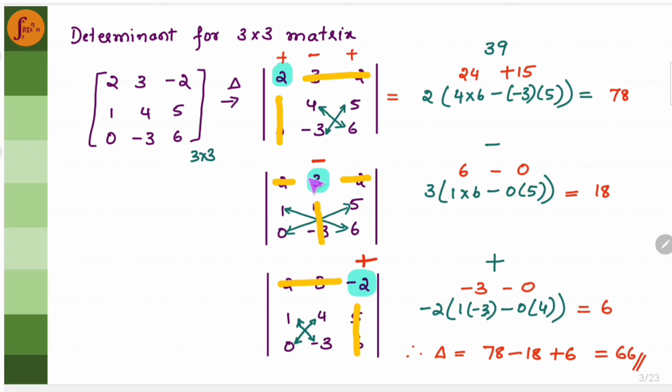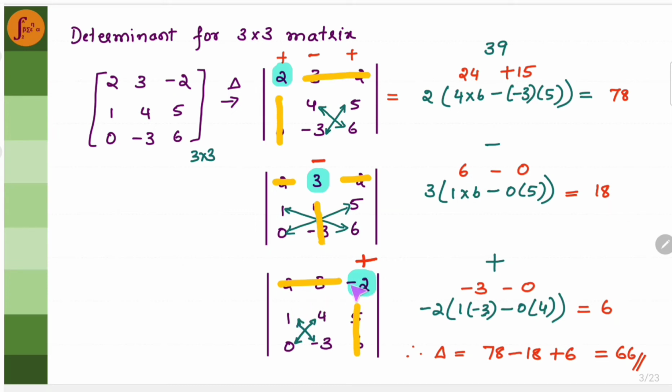Now we'll go with the second element. We finished the first element. Now ignore the elements in the row where 3 is there, and ignore the column in which the 3 is there. What are the elements that we are left with? We are left with 1, 5, 0, 6. Now again, you'll have to cross multiply. 1 into 6 minus 5 into 0. 1 into 6 is 6, 0 into 5 is 0. So 6 minus 0 is 6, 3 into 6 is 18.